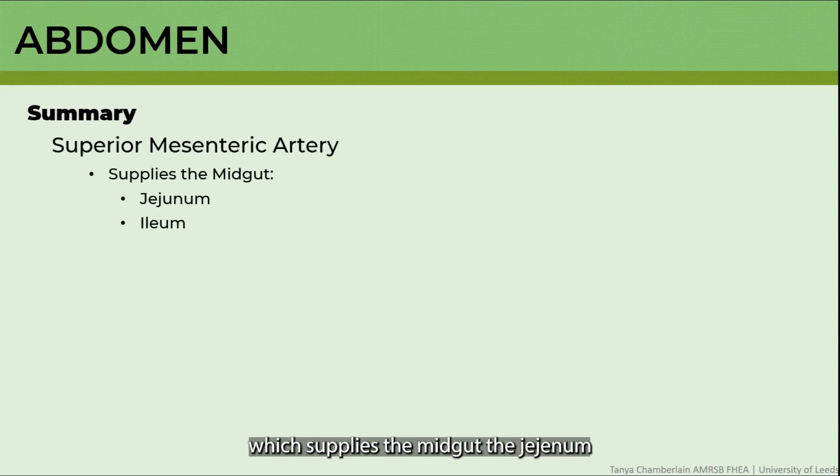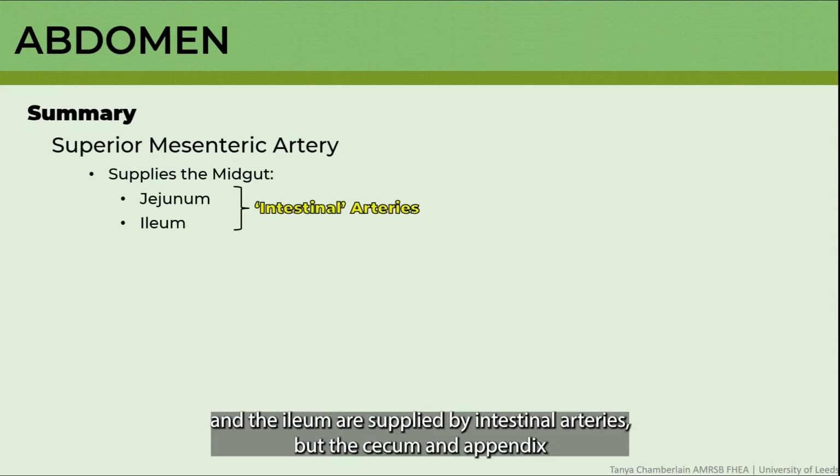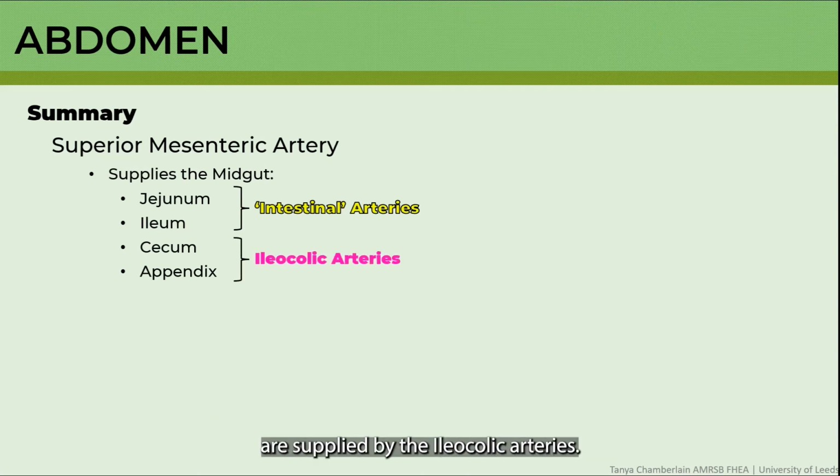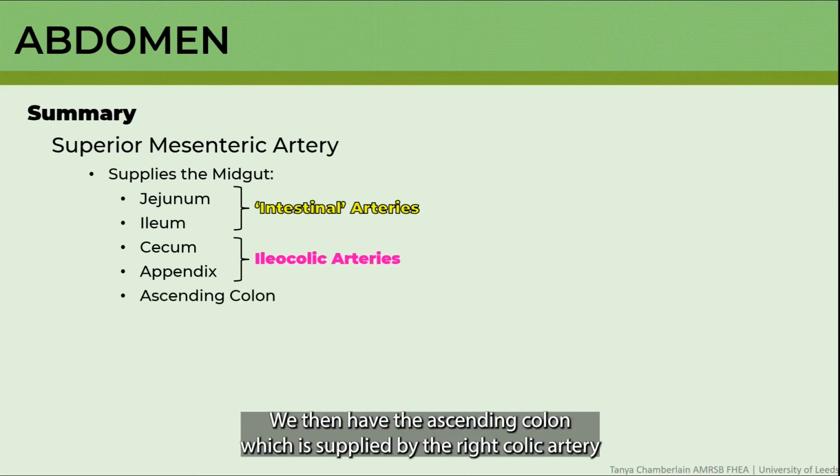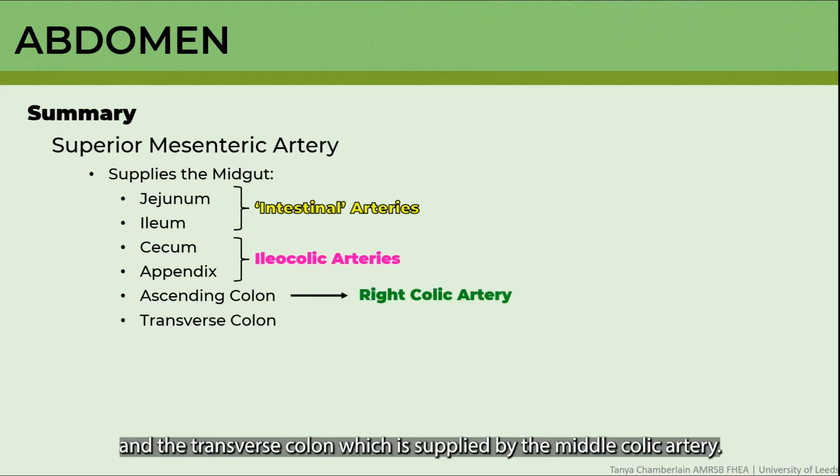So for a final summary, working through the gut tube this time, we have the superior mesenteric artery, which supplies the midgut. The jejunum and the ileum are supplied by intestinal arteries, whilst the cecum and appendix are supplied by the ileocolic artery. We then have the ascending colon, which is supplied by the right colic artery, and the transverse colon, which is supplied by the middle colic artery.